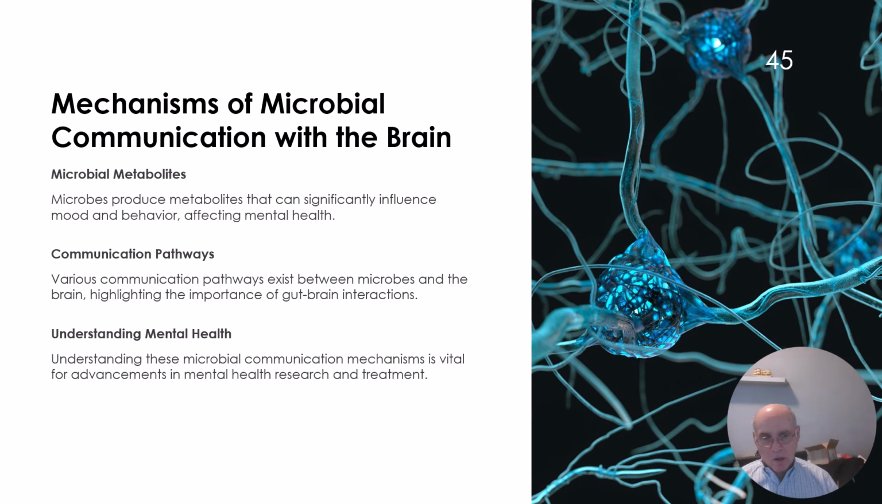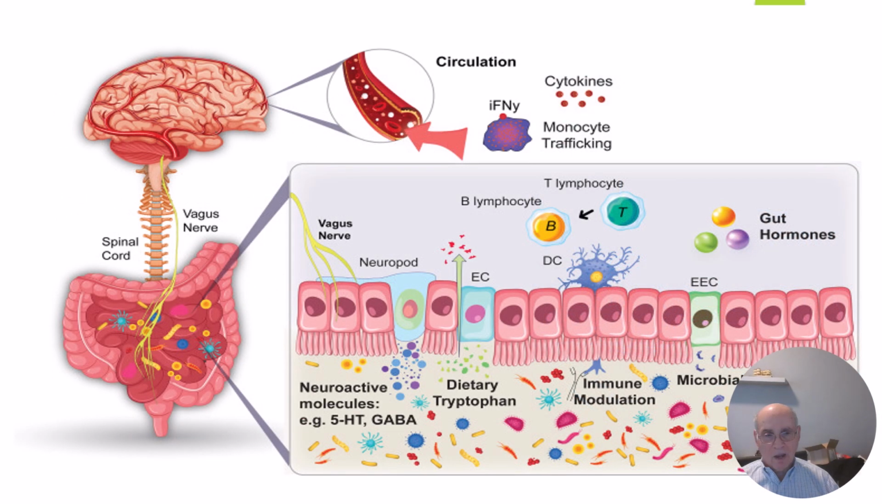So we know as a result, there's this communication. And here you can see even better the communication between the brain and the gut via the vagus nerve. The vagus nerve is cranial nerve 10. It's the longest nerve. It's wandering.